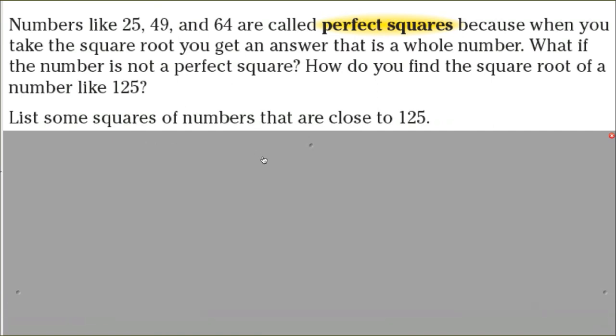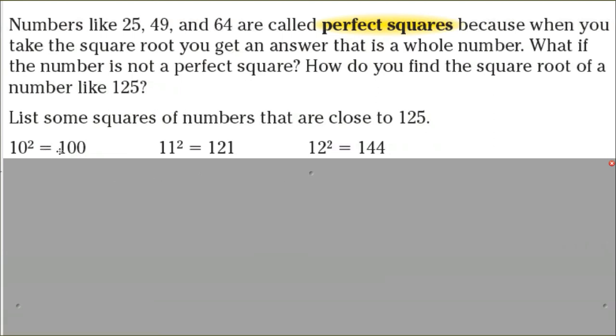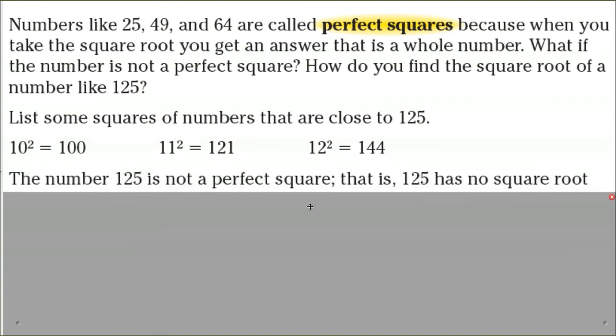First, let's list some square numbers that are close to 125. 10 times 10 is 100, so 100 is a square number. 121 is a square number, and 144 is another square number. If you notice, 121 and 144 basically sandwich 125, meaning 121 is less than 125 and 144 is greater than 125. So 125 is in between 121 and 144.